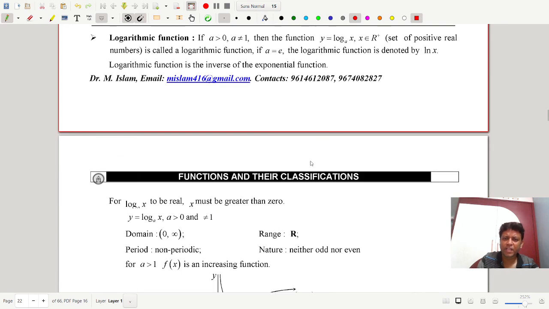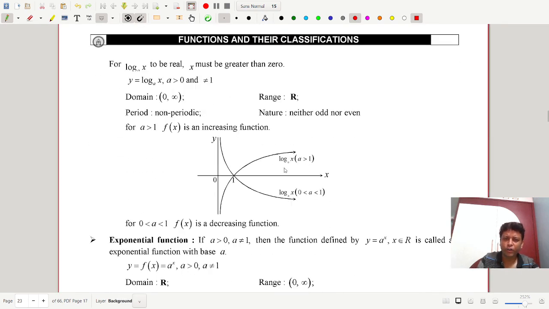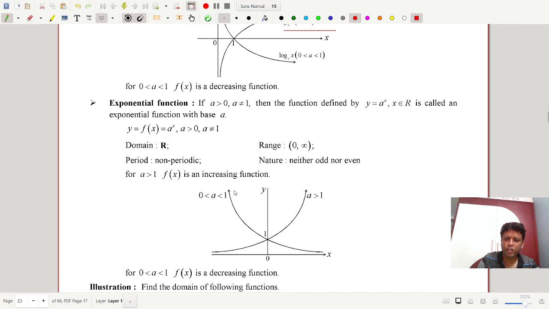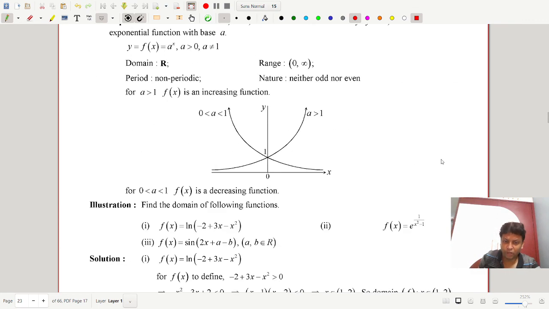And logarithm we already explained. If a is greater than 1, the log is increasing, and if a is between 0 and 1, it is decreasing. Exponential function, if a is greater than 1, the exponential function is increasing. If a is less than 1, it is decreasing. Actually, logarithm is the inverse function of the exponential function.